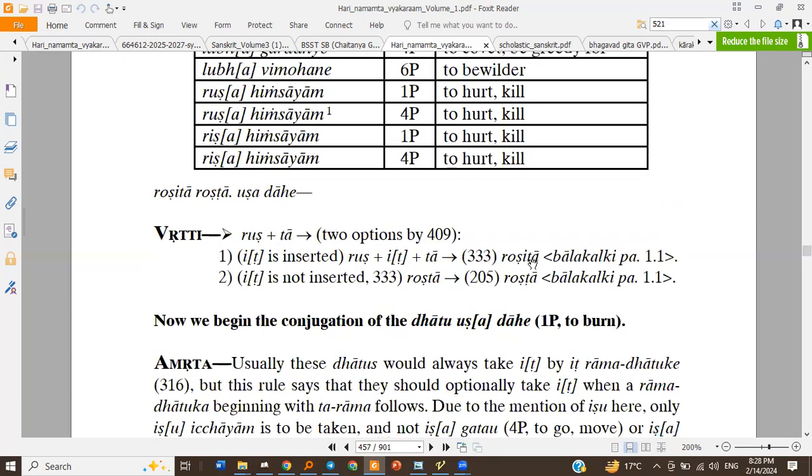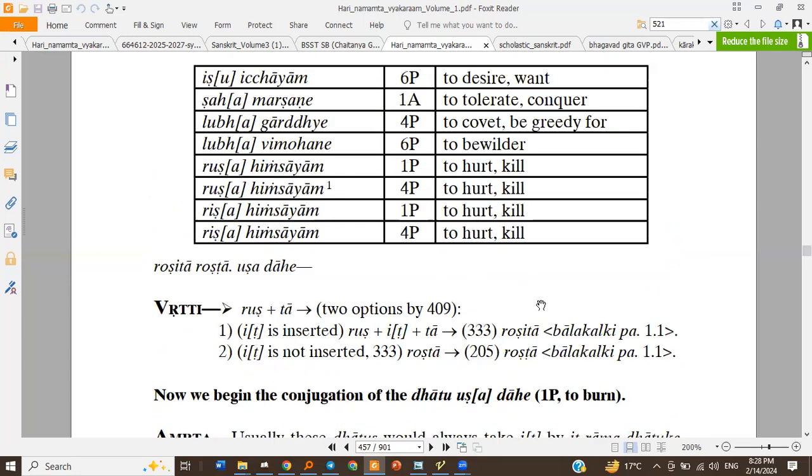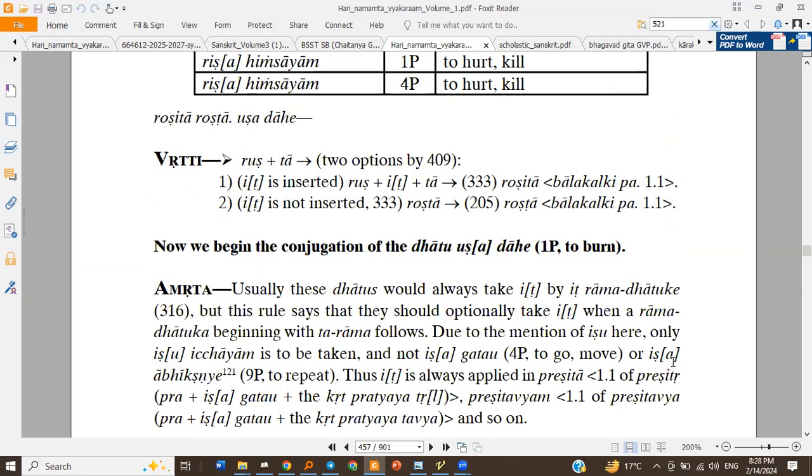It looks like the English word roast, to roast someone, comes from this verbal root, because this verb also means to hurt, and roast is a kind of hurting someone. It might be like a healthy hurt, but it is to some extent hurt. So it's possible from the Rush dhatu.